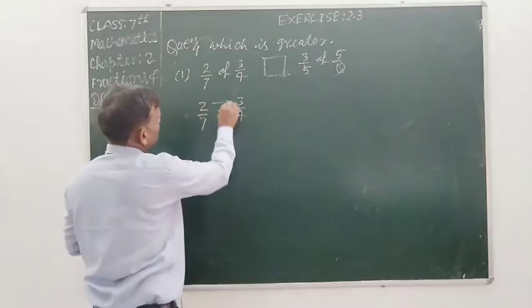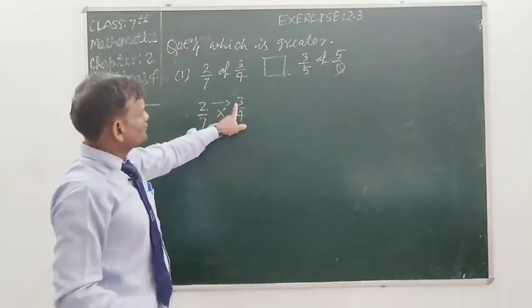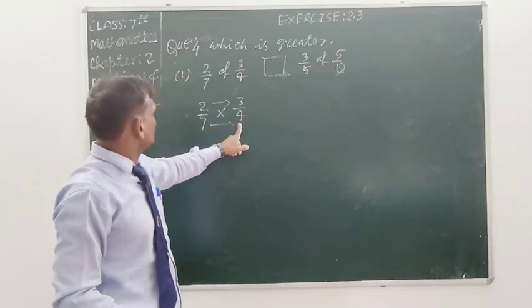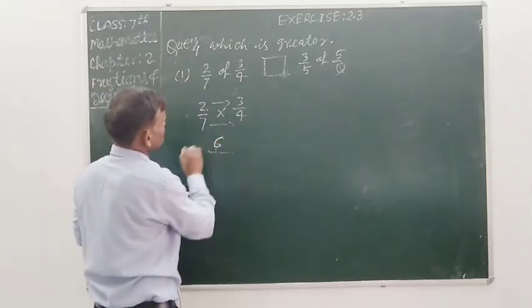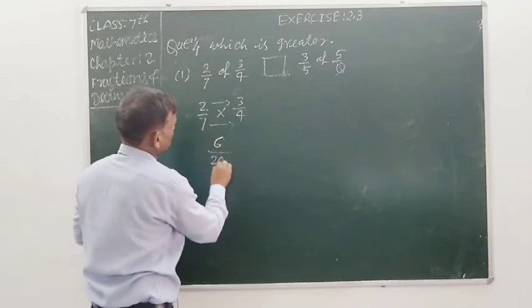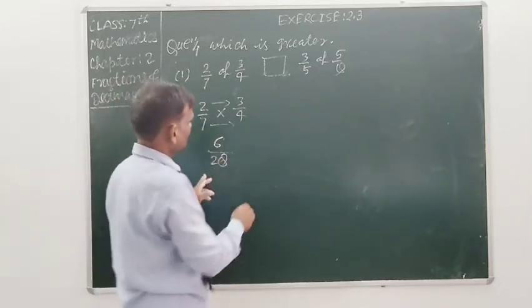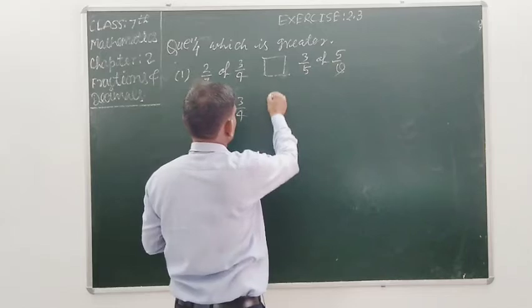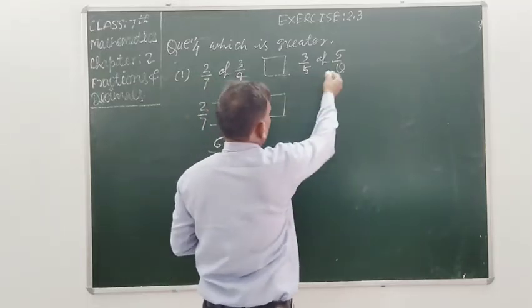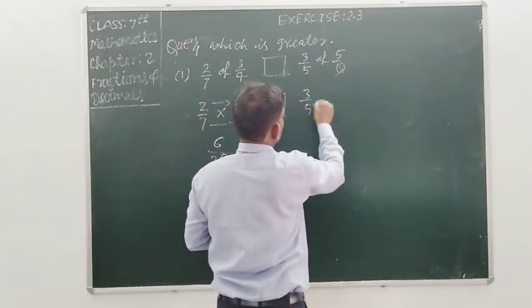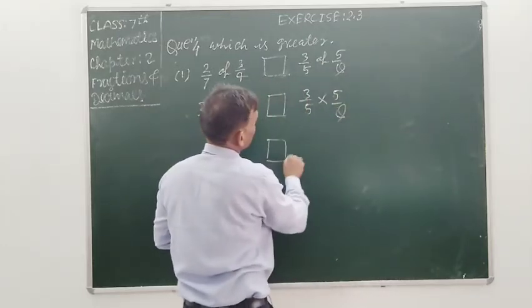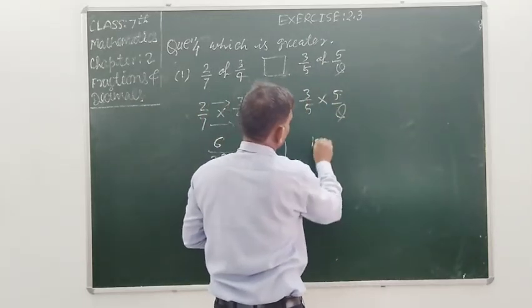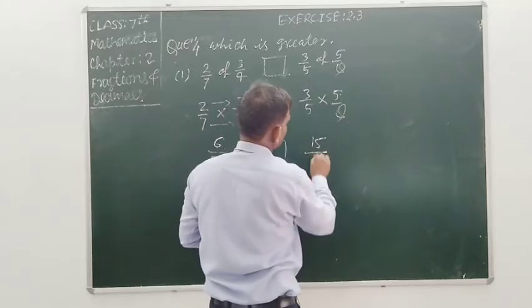So student, how can we multiply? Numerator to numerator and denominator to denominator. So 2 threes are 6, and 7 fours are 28. And 3/5 into 5/8, we get, student, 5 threes are 15 and 5 eights are 40.